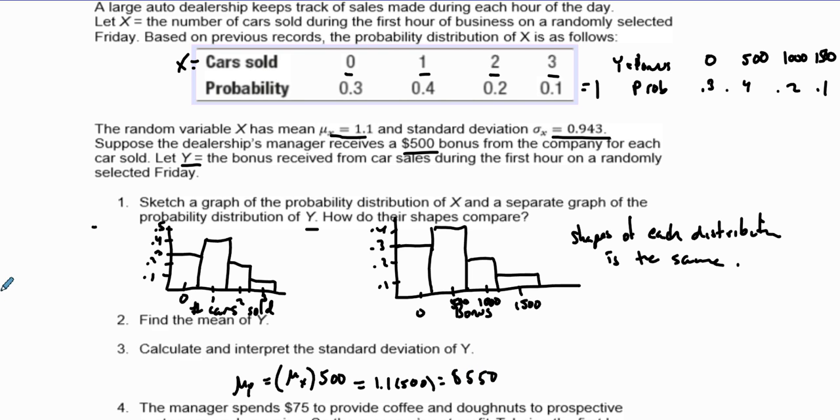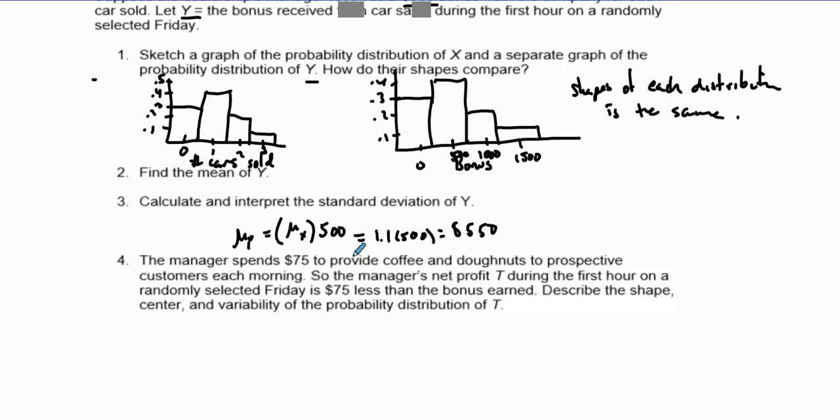All right. The manager spends $75 to provide coffee. Well, that's the mean. I apologize. I found the wrong one. Just move that back up there.